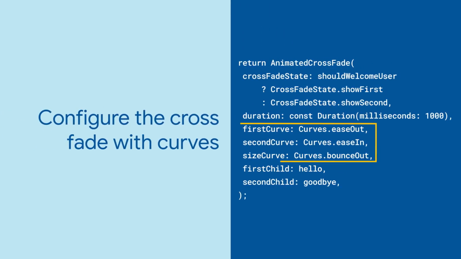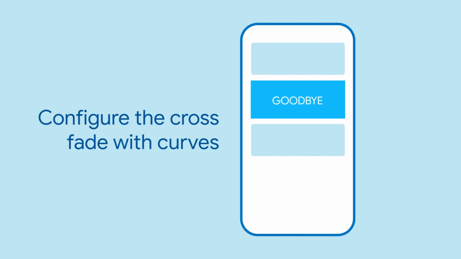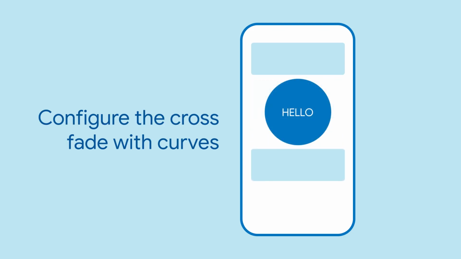The crossfade is highly configurable. You can give it different curves and durations for both directions, and even a different curve for the size than for the fade. Now your crossfade is exactly the way you want it.